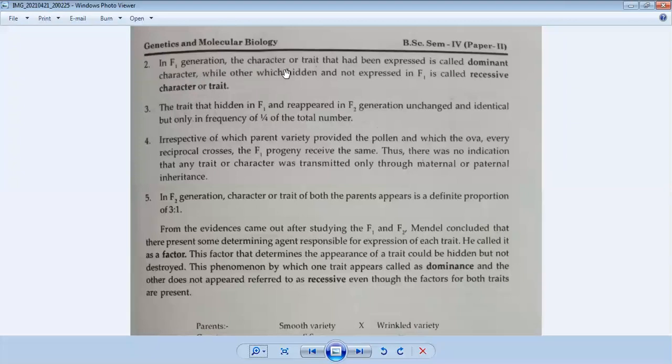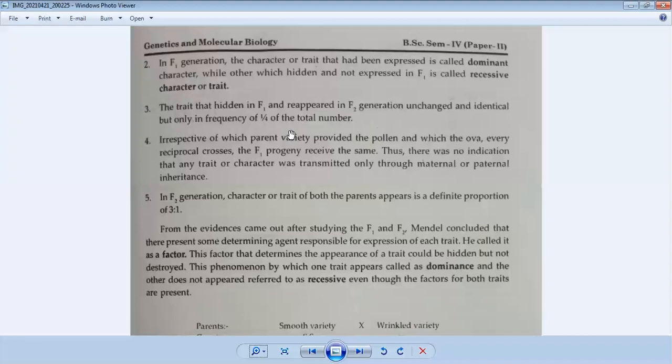In the F1 generation, the character or trait that is expressed is called the dominant character, while the other, which is hidden and not expressed in the F1 generation, is called the recessive character. The trait that is hidden in the F1 reappears in the F2 generation unchanged and identical, but only in the frequency of 1/4th of the total number.